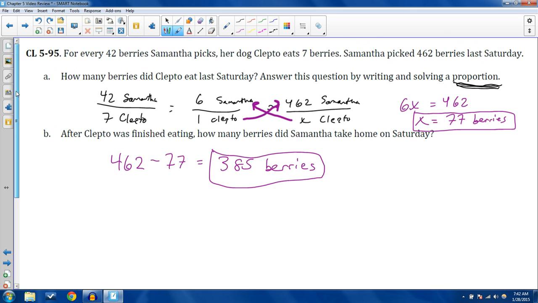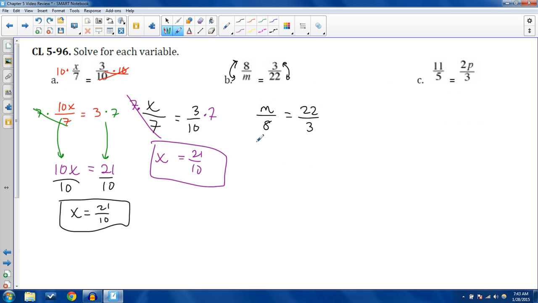Recall in the previous problem when we had Samantha and Klepto here, I didn't have to write this as 42 berries for Samantha and 7 for Klepto. I could have written it as 7 for Klepto over 42 for Samantha. That doesn't matter as long as I keep the proportion the same. I would have had to equal x for Klepto and 462 for Samantha here. Still gives you the same result.